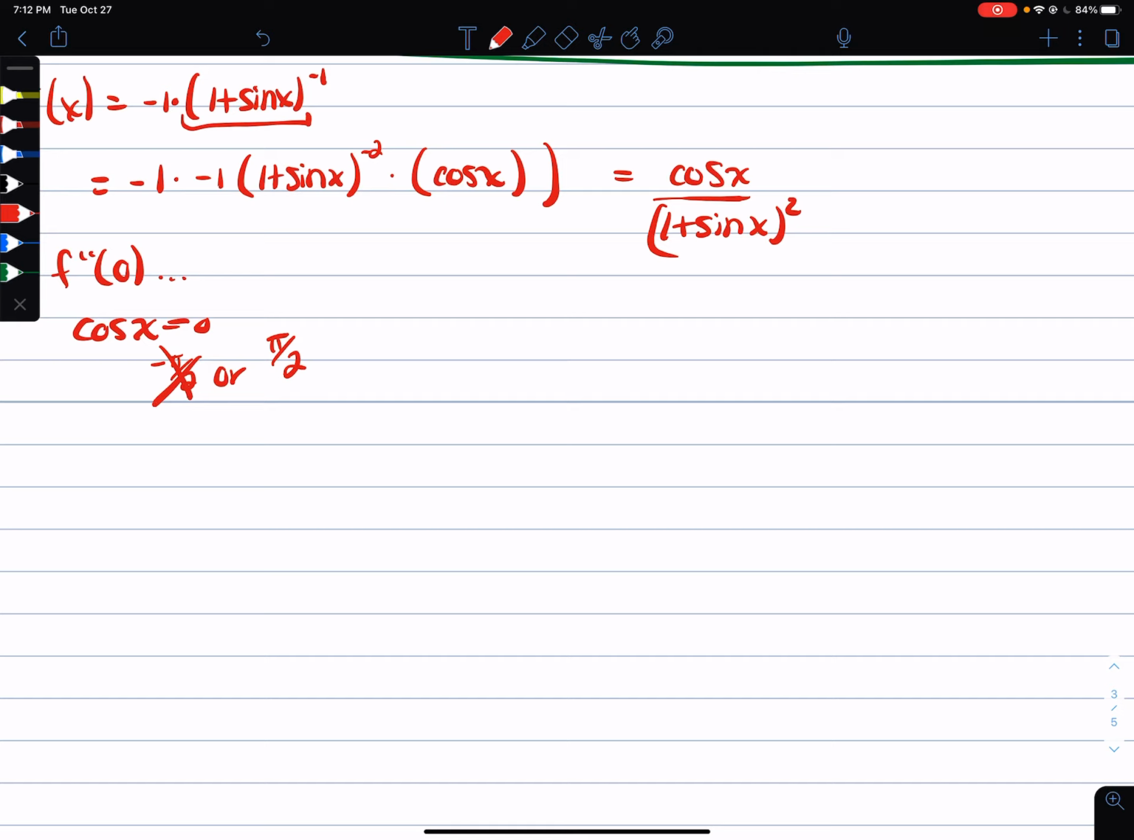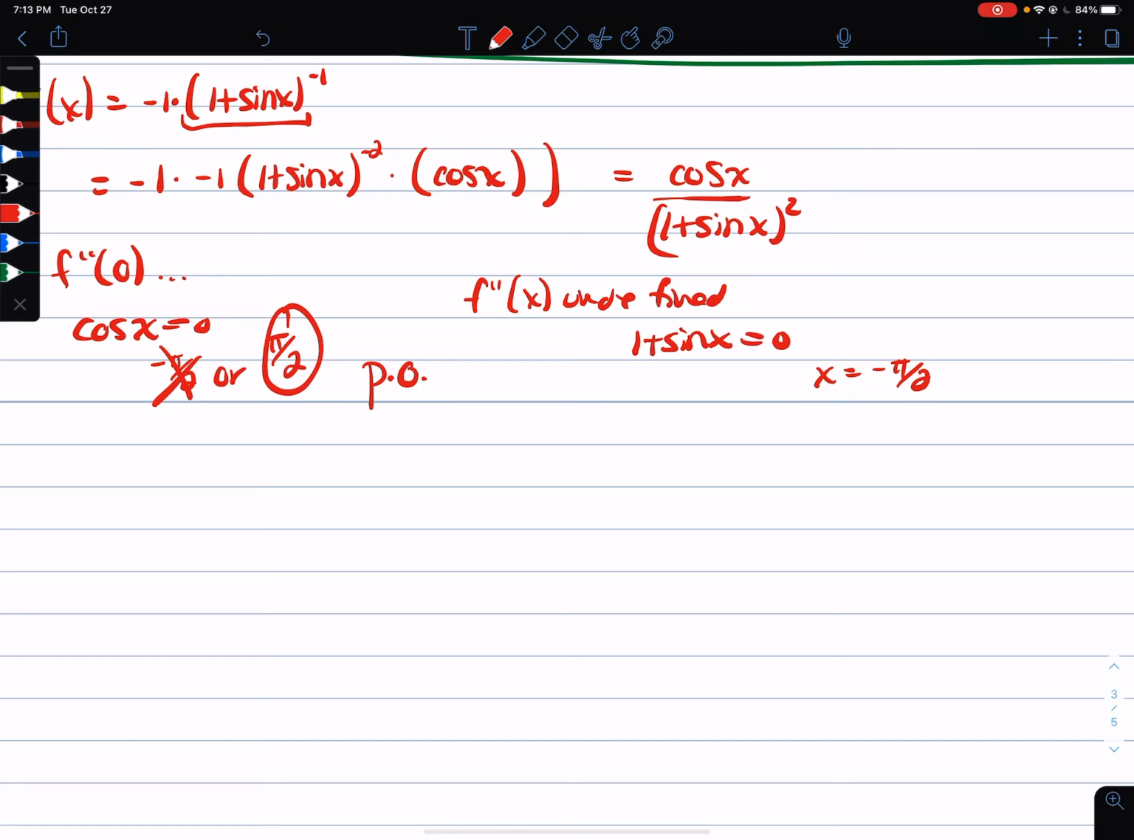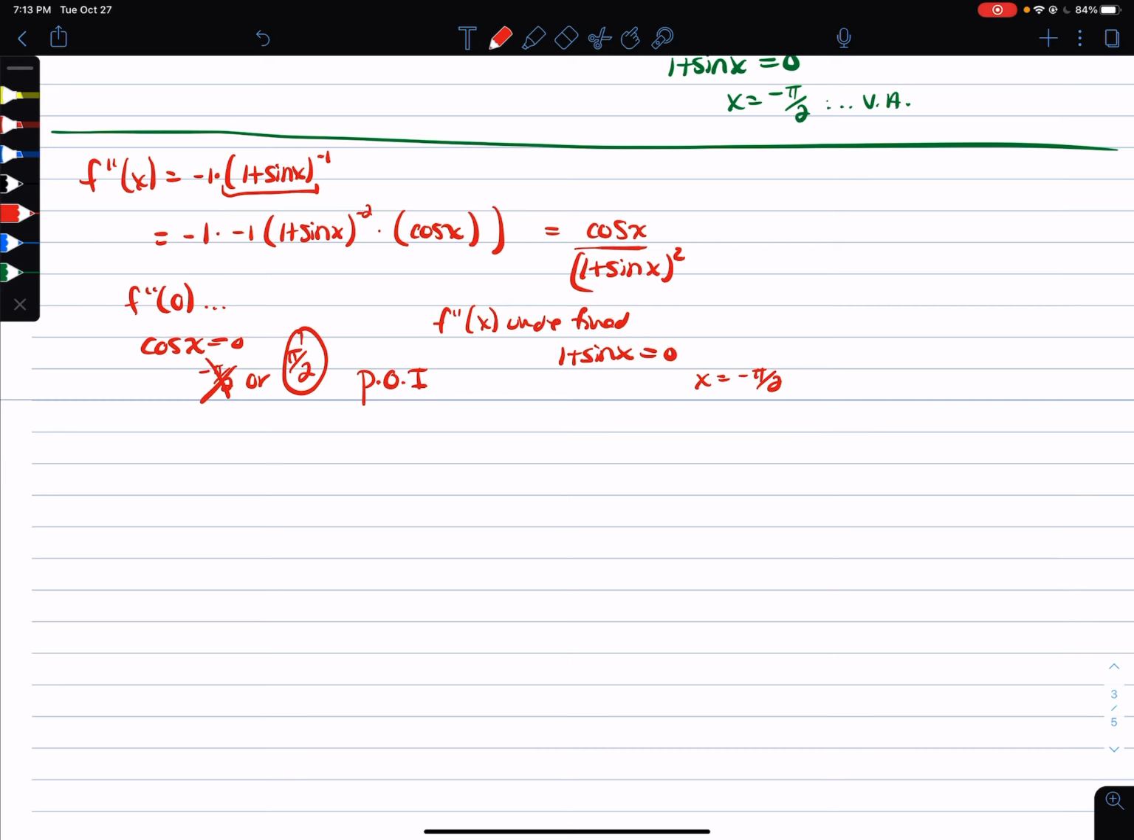Then we also want to consider when our second derivative would be undefined. And that's going to happen when 1 plus the sine of x is equal to 0, because that's the only way to get 0 squared. And again, we're kind of seeing that value show up, -pi/2. That's not even in our domain. So at pi/2, we have a possible point of inflection, because that's where our second derivative was equal to 0.